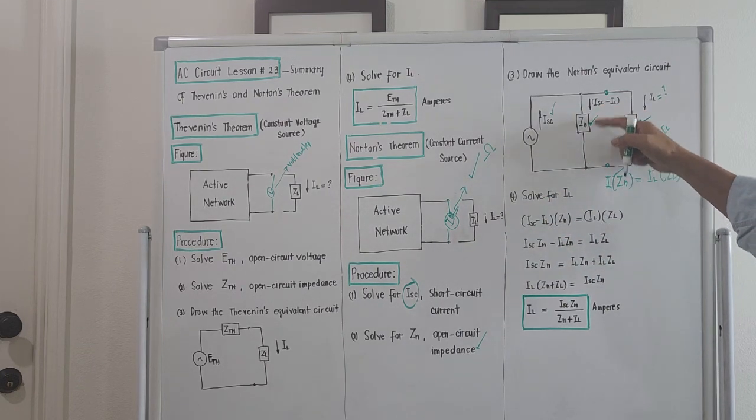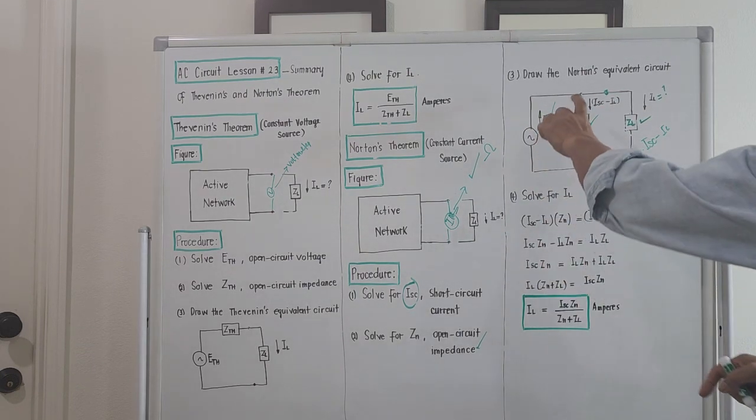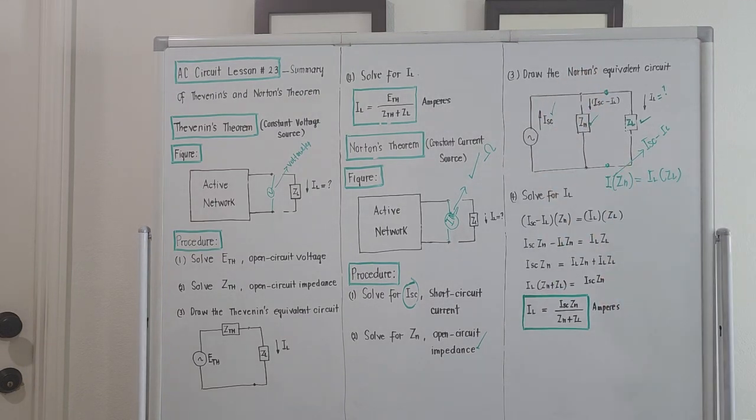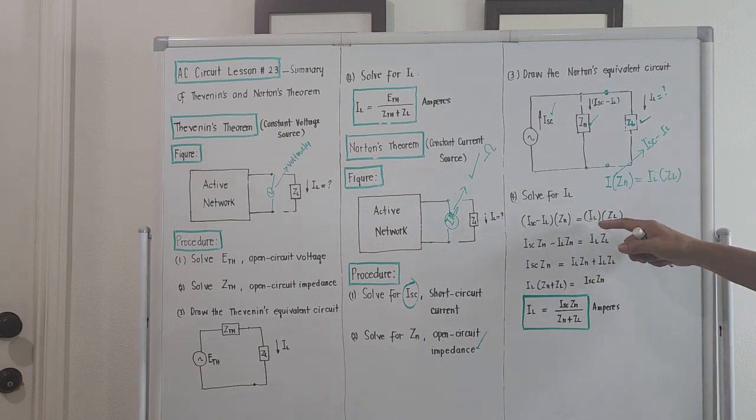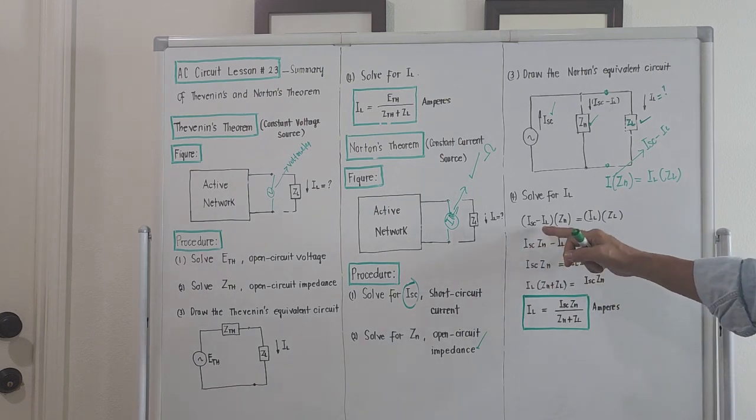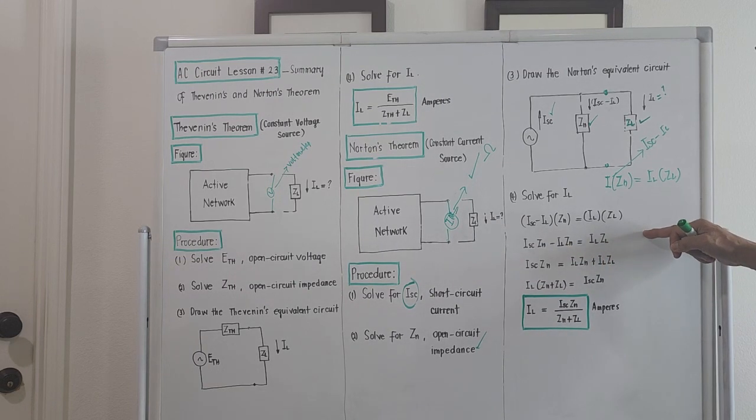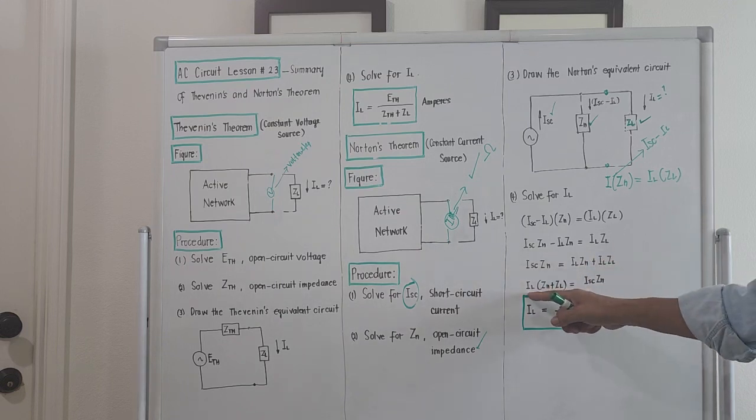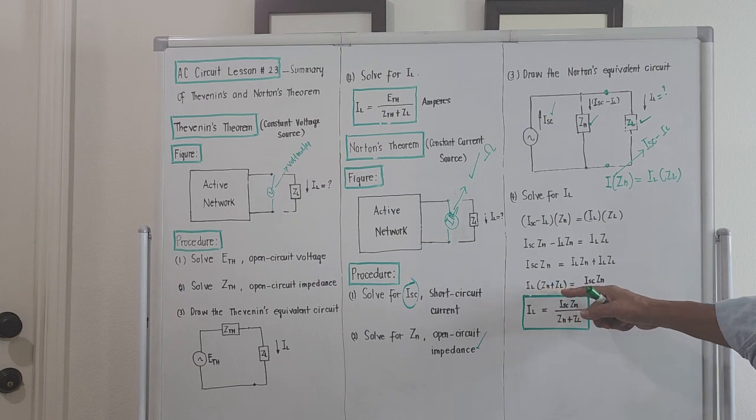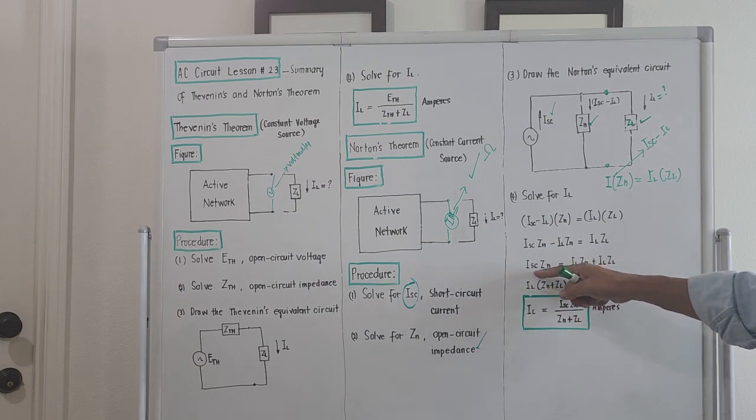The current passing through this times Z sub N is actually the voltage across this. And this should be equal to the voltage across this because they are in parallel, right? This is I sub L times Z sub L. And if we simplify this one, I short circuit Z sub N minus I sub L Z sub N equals I sub L Z sub L. We put this on the right, then we rearrange. There will be a common factor I sub L. This is I sub L, common factor, times the quantity Z sub N plus Z sub L, equal to this one.